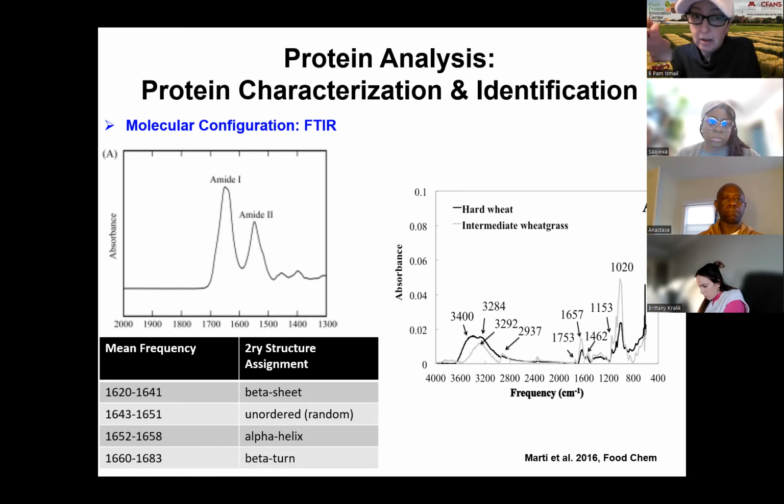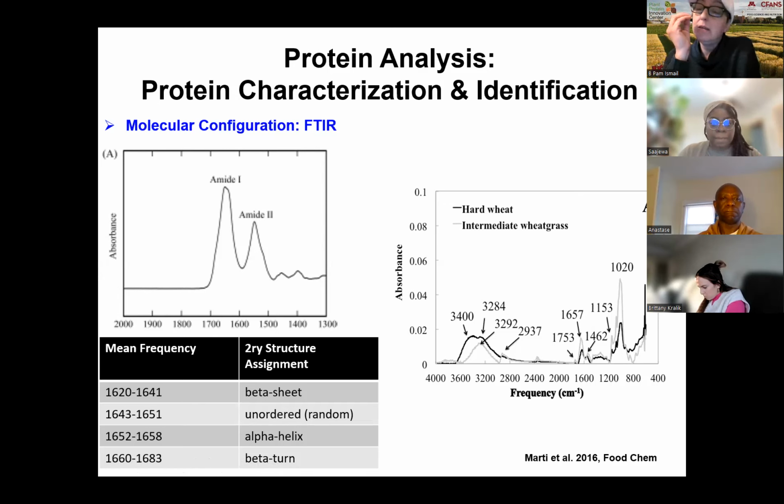Because it tells us a couple of things. First of all, it tells us in a native protein what the distribution of ordered structure versus unordered structure, like random coil, is. And also how much beta sheet you have relative to alpha helix. And the more beta sheet you have, the more thermal stability than alpha helix. So it tells us a little bit about that.